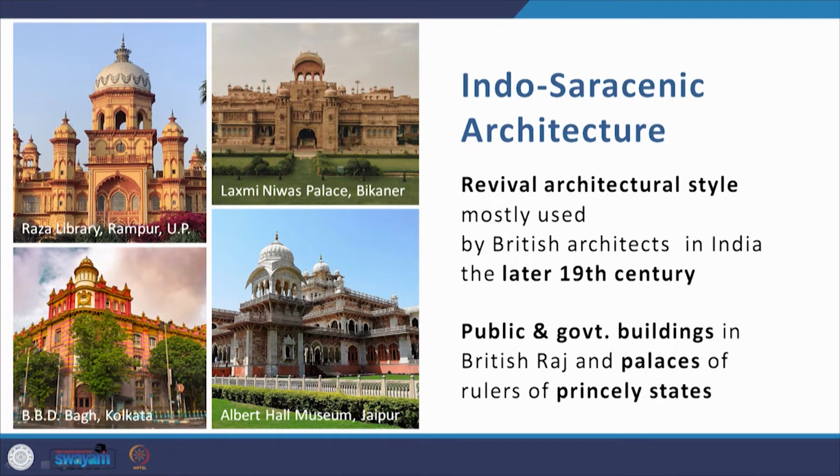This is a revival architectural style which was mostly used by British architects in India in the late 19th century, in public buildings and government buildings designed in the British Raj, and palaces made by the rulers of the princely states. Examples are spread all over. There is the Raza Library in Rampur in UP, there is the Lakshmi Nivas Palace in Bikaner, there is the BBD Bagh in Kolkata, and then there is the Albert Hall Museum in Jaipur.